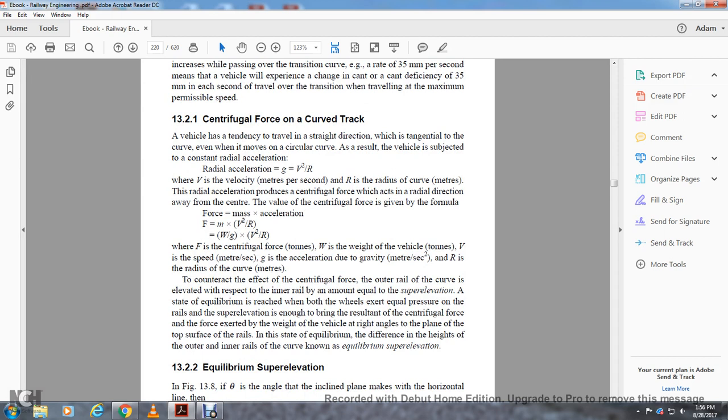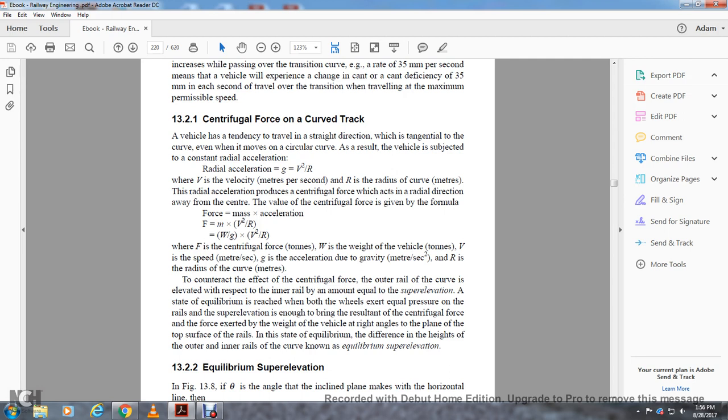Alright, centrifugal force on a curved track. A vehicle traveling along the tangent moves in a straight direction, while on the circular curve it moves along a circle. As a result the vehicle is subjected to a constant radial acceleration. Radial acceleration equals V squared divided by R, where V is the velocity in meters per second and R is the radius in meters. The centrifugal force acts in the radial direction, away from the center, and is given by force equals mass times acceleration.